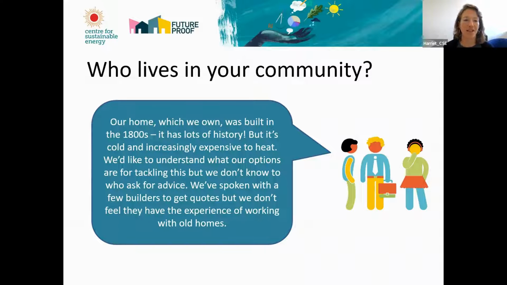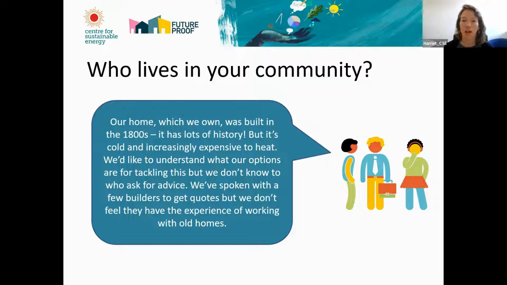Let's meet someone else, another household. So our home, which we own, was built in the 1800s, so it has lots of history. So this is a home which has heritage significance, and it's also likely to be stone walled and be built of kind of more natural materials. But they say it's cold and increasingly expensive to heat. So we'd like to understand what our options are for tackling this, but we don't know who to ask for advice. We've spoken with a few builders to get quotes, but we don't feel they have the experience of working with old homes. So this household is really driven by their energy bills becoming really unaffordable.